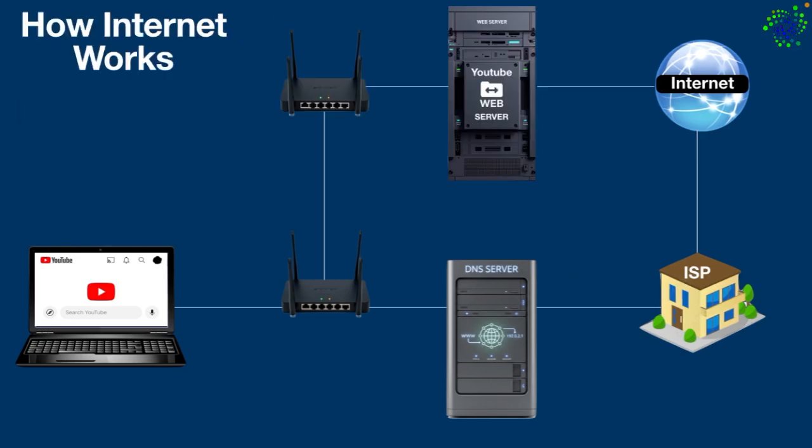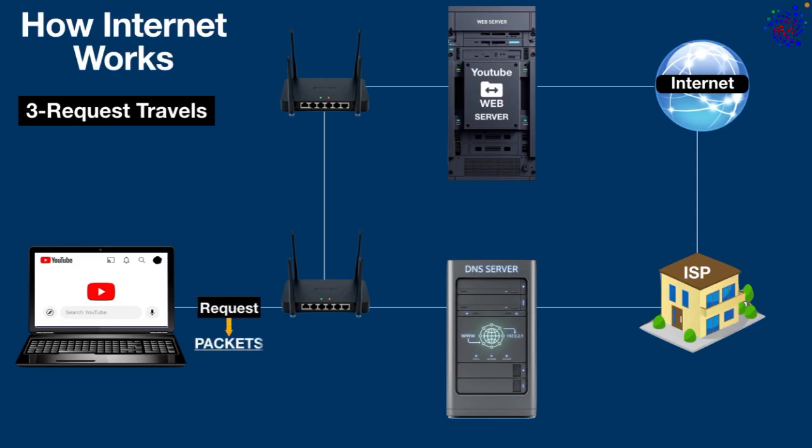Step 3. Request travels. Now once the DNS server gives your device the correct server's IP address, it sends the request. But before sending the request, it is broken into small pieces called packets. You can think of packets like small delivery boxes carrying information across the internet.